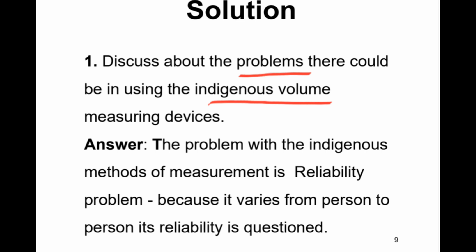So the answer to this question would be the problem with the indigenous methods of measuring is reliability problem because it varies from person to person. Its reliability is questioned. So remember we were discussing about the reliability issue associated with indigenous mass measuring method. Same is true for the indigenous volume measuring devices. So these measuring devices have a reliability issue because it may vary from person to person. Therefore, its reliability is questioned or it has a reliability problem.